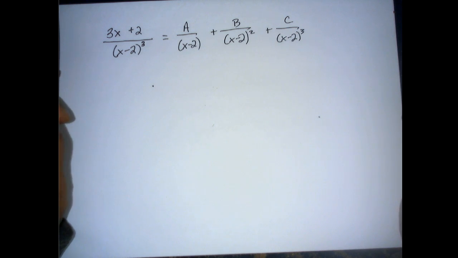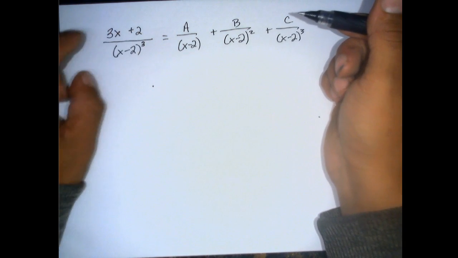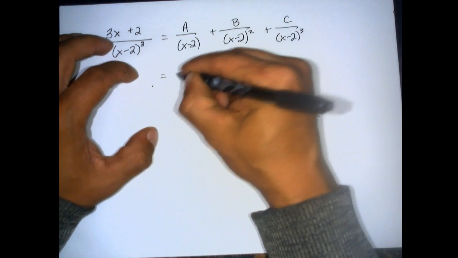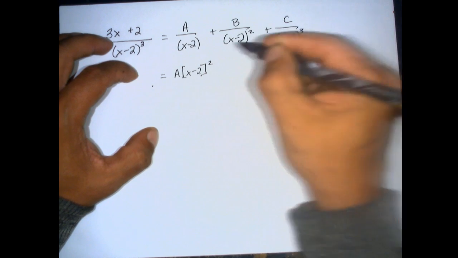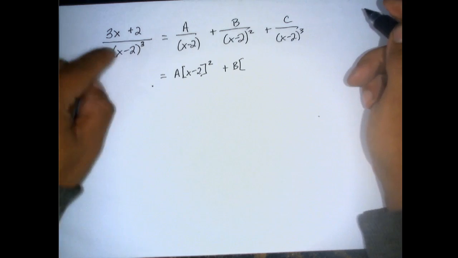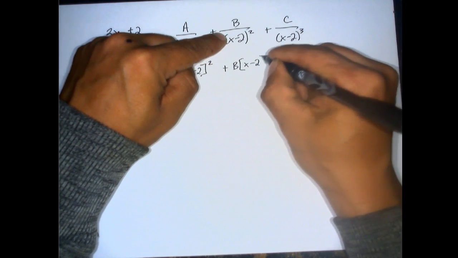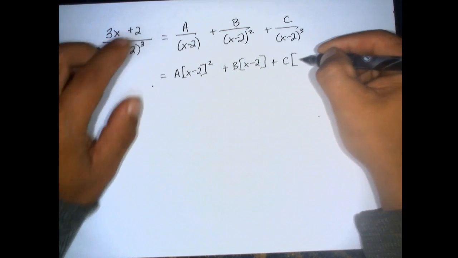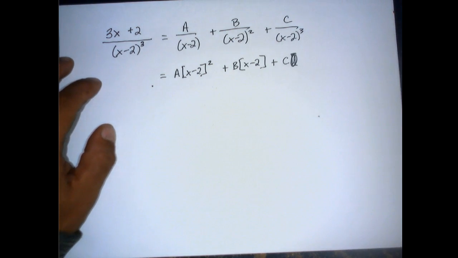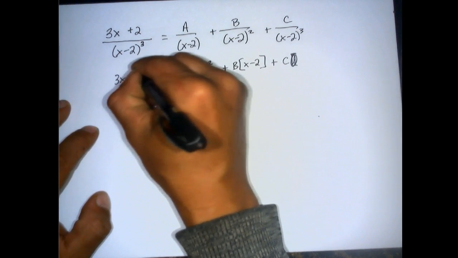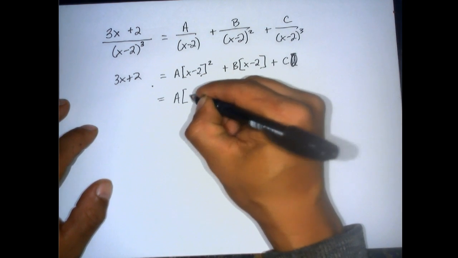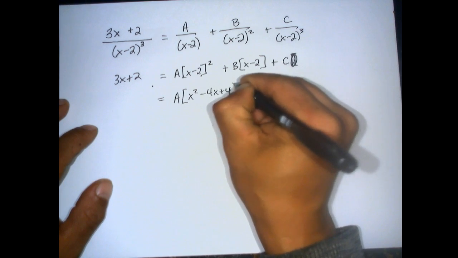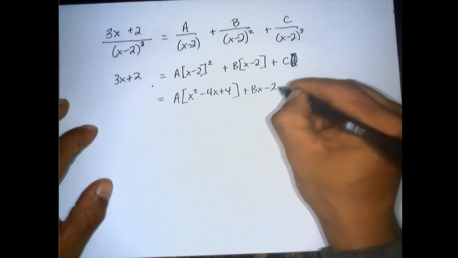Okay, so let's do this. If we multiply the first term, a is going to be multiplied by x minus 2 squared plus b times, if I multiply this by this, we'll have x minus 2 plus c times nothing. C, because cubes are going to cancel there. All right, this is going to equal 3x plus 2. Okay, let's multiply this out. This is ax squared minus 4ax plus 4a plus bx minus 2b plus c.